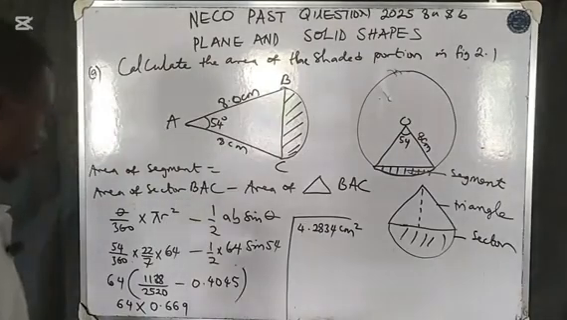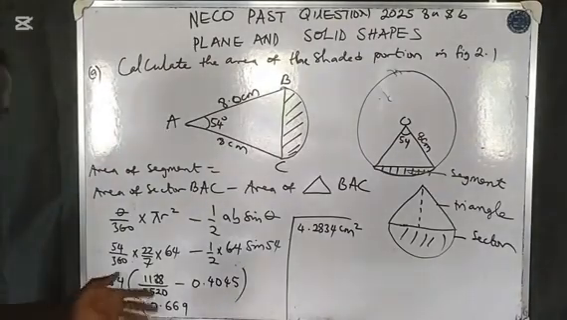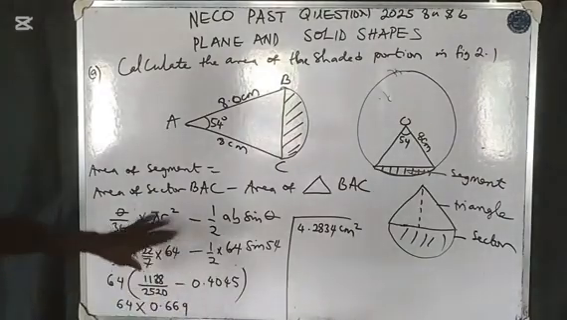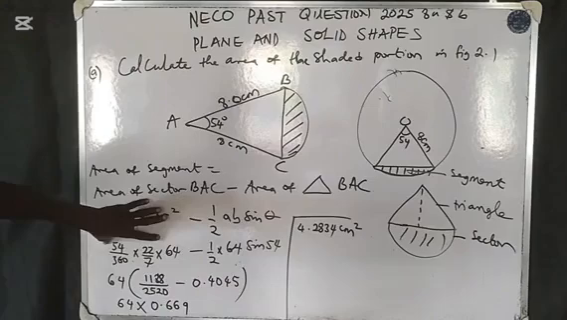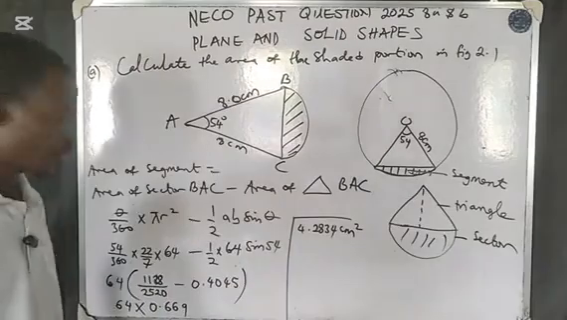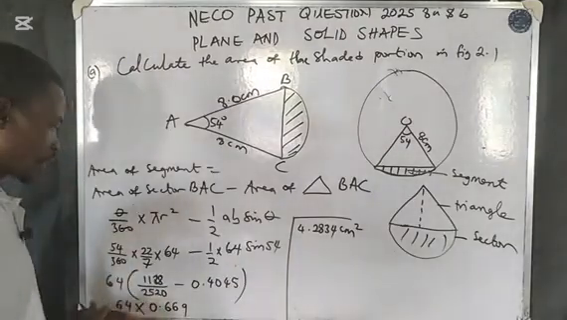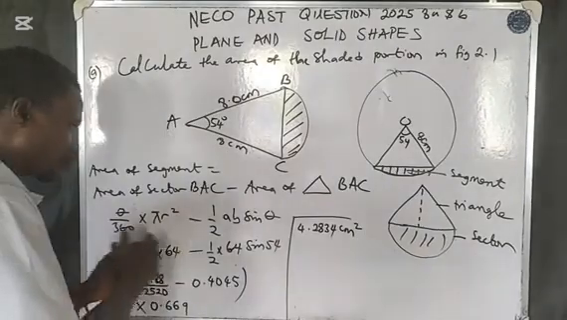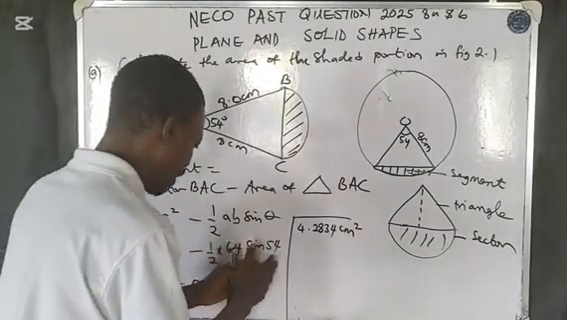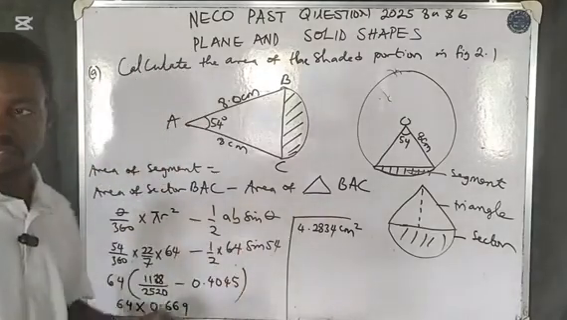Is that okay? So if you don't understand this method, you can do this one separately and do this one separately. So whichever way you do it is okay. Do everything separately. So whatever you get here, remove it from whatever you get here. You will still get your answer. All right.